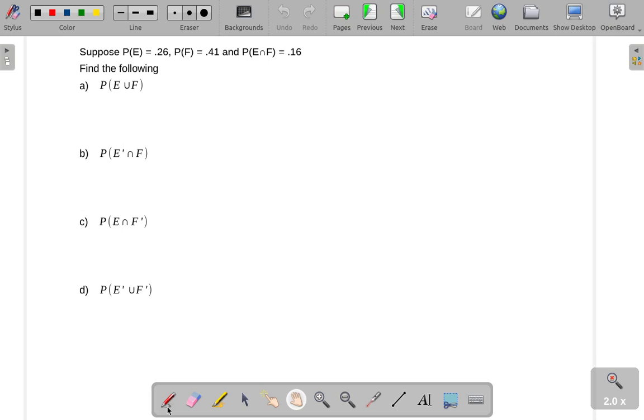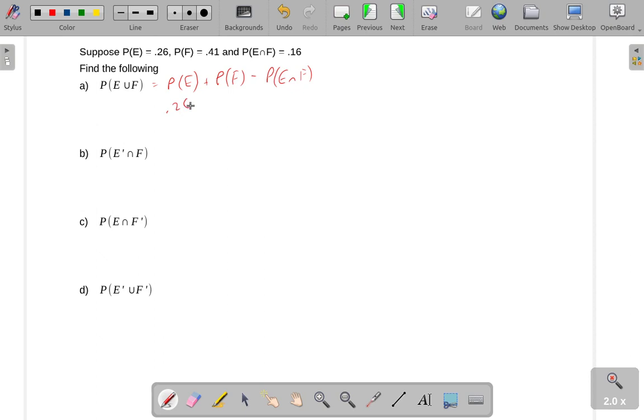Suppose we know these bits and pieces about the events E and F. So the probability of E is 0.26, the probability of F is 0.41, and the probability of E intersect F is 0.16. If we're trying to find the probability of the union, we could just use the good old-fashioned union rule here.